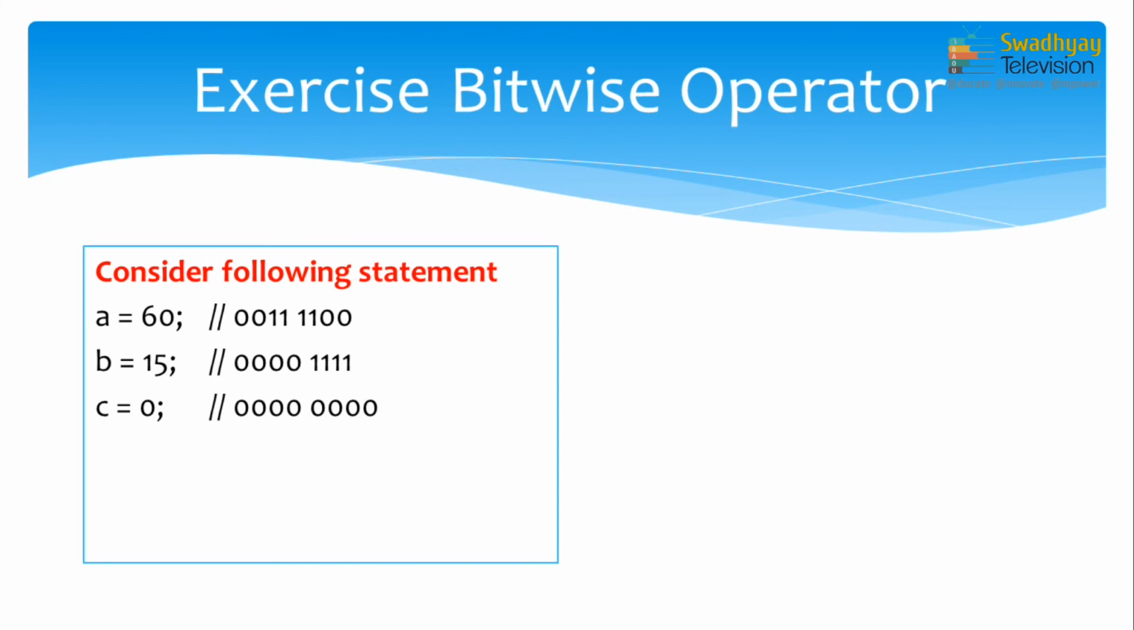Next, we understand the bitwise operators with a particular example. Suppose we have A equal to 60. In the comment you can see its binary equivalent. In B we have 15, and you can see its binary equivalent also, and inside C we have initialized 0. Now, we want to discuss what will happen when we perform bitwise operations on A and B and store the value inside C.